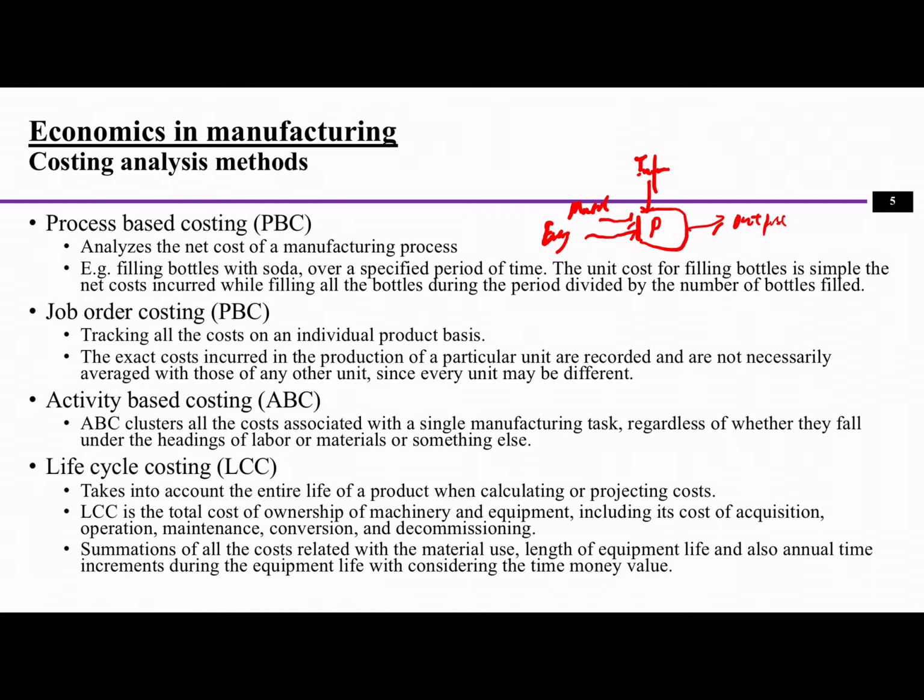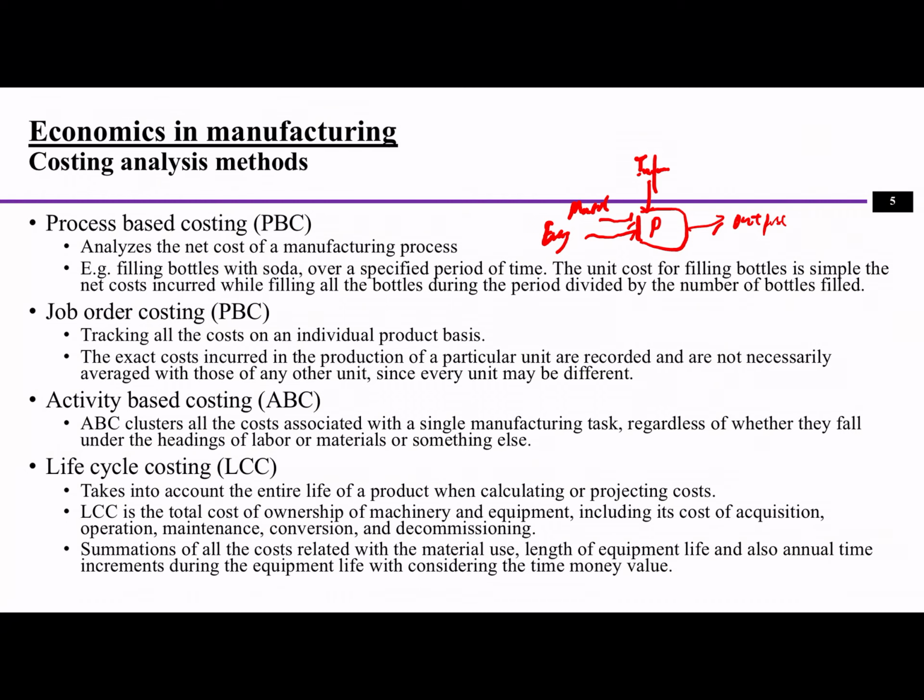And activity-based costing is the cost associated with a single manufacturing task, right? For example, if it is milling, or bending, or transportation, or some other activities, you get to see what the labor cost is, what the materials are, what the equipment is, what about the energy. Everything involved in achieving the purpose of that activity should be counted as costs.